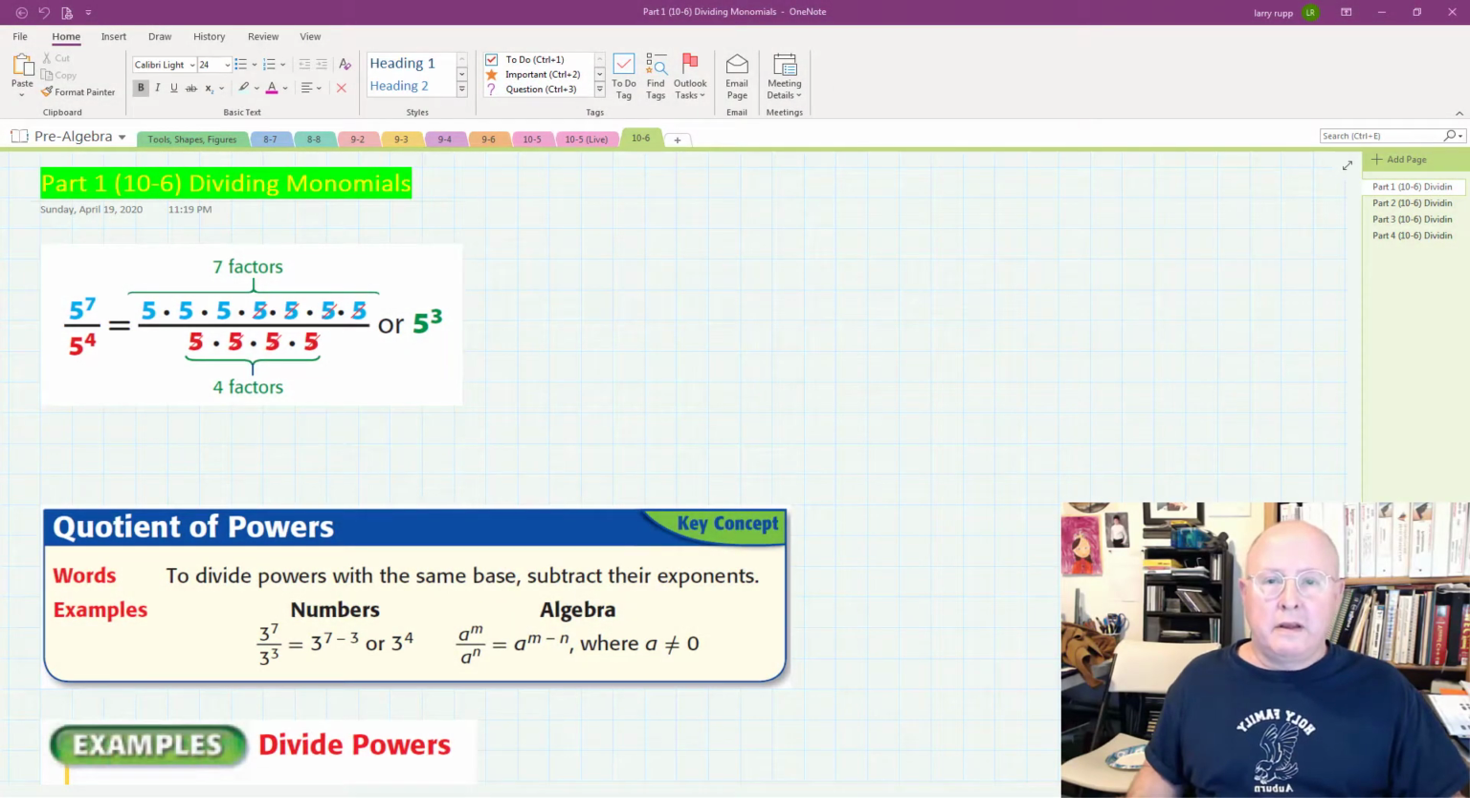Hi. This week we're talking about dividing monomials. Last week it was multiplying monomials, and this week we're dividing them. So we have some vocabulary terms that we should get out of the way.